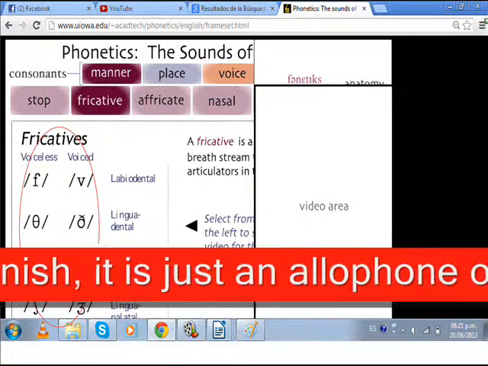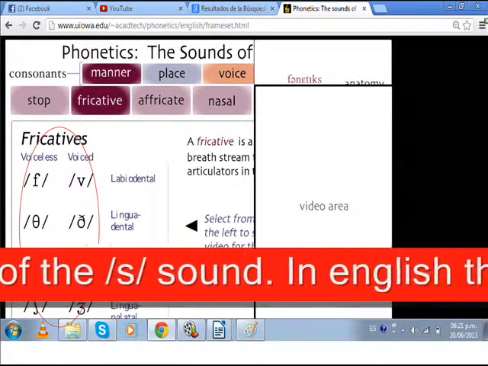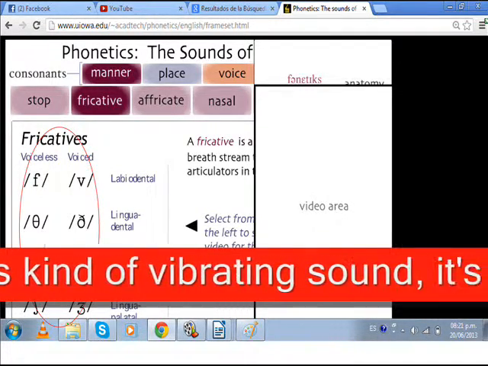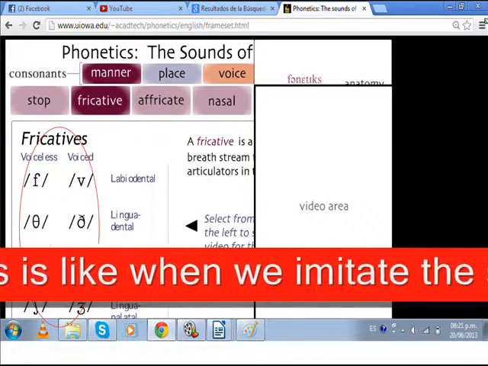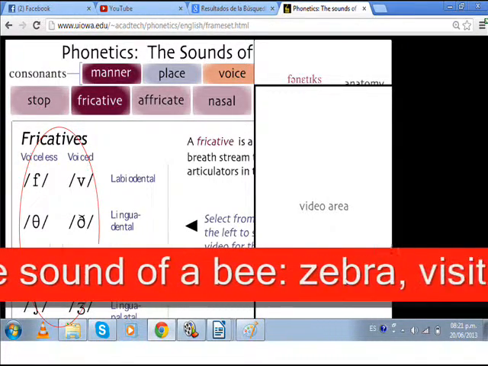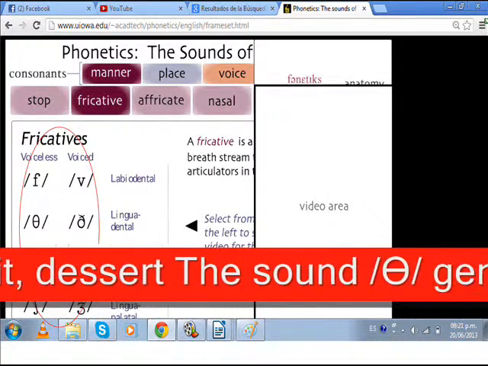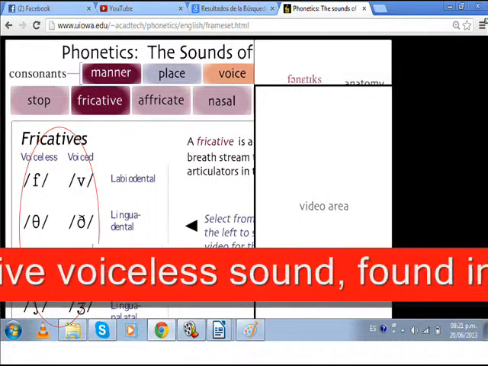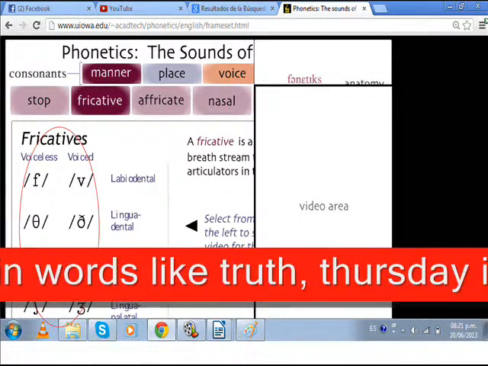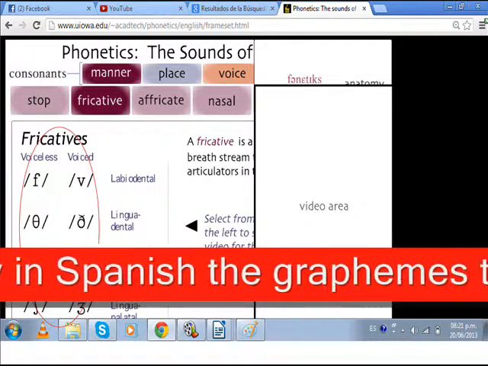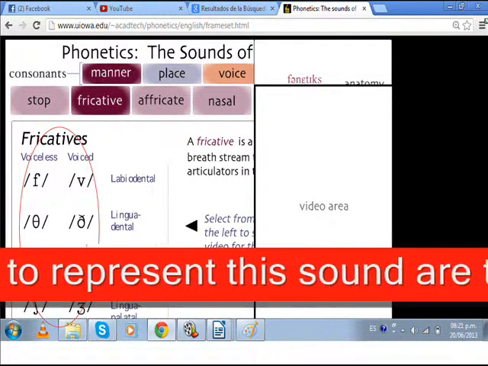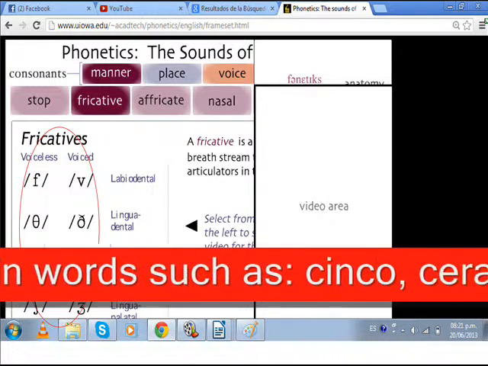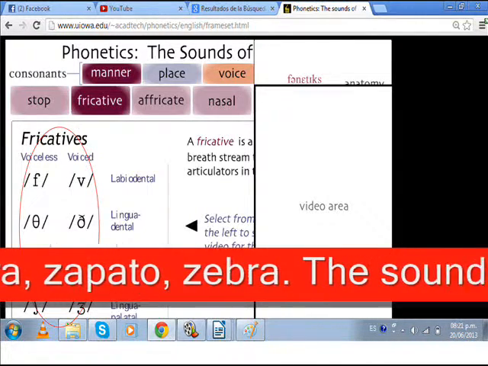In English, this is different because it is kind of a vibrating sound. It is like when we imitate the sound of a bee. Zebra, visit, desert. The sound generally written th is a fricative voiceless sound, found in words like truth, thirsty. In Spanish, the graphemes to represent this sound are the C before E or I and Z in words such as cinco, cera, zapato, and zebra.